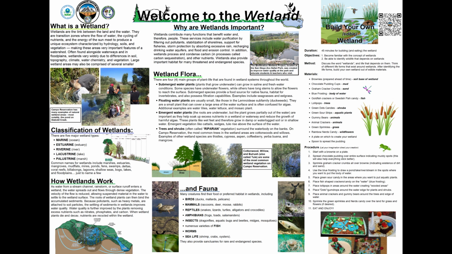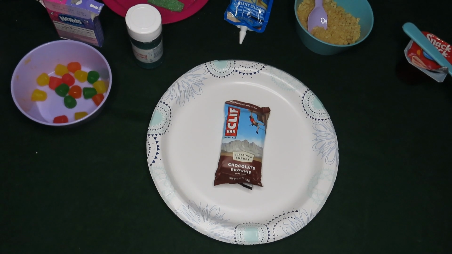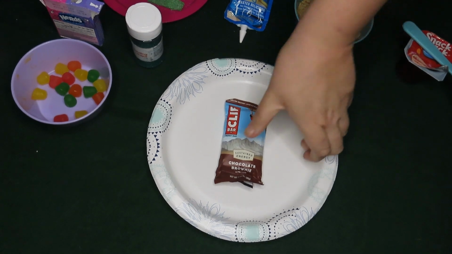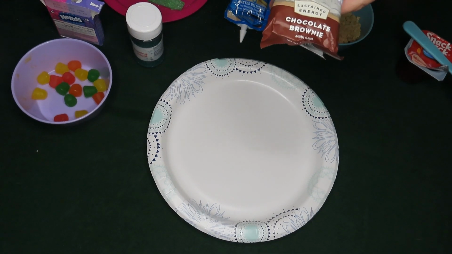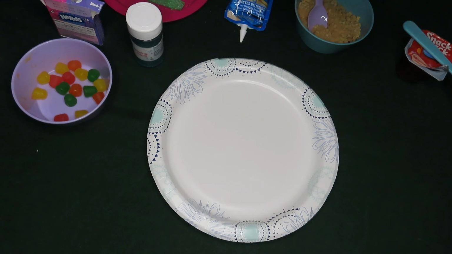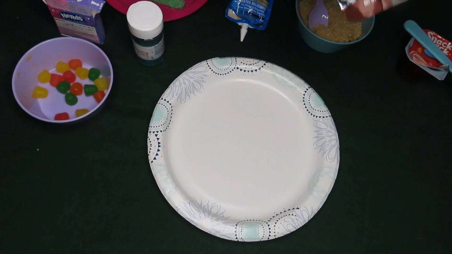This is a neat and super sugary activity you can do with your kids to help them understand what a wetland is and how wetlands work. First, you're going to start off with a brownie. We're using a chocolate brownie Cliff Bar here to represent the soil base of our wetland.